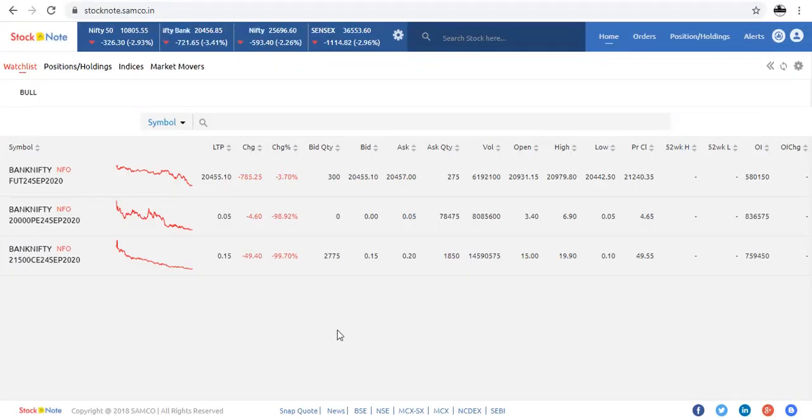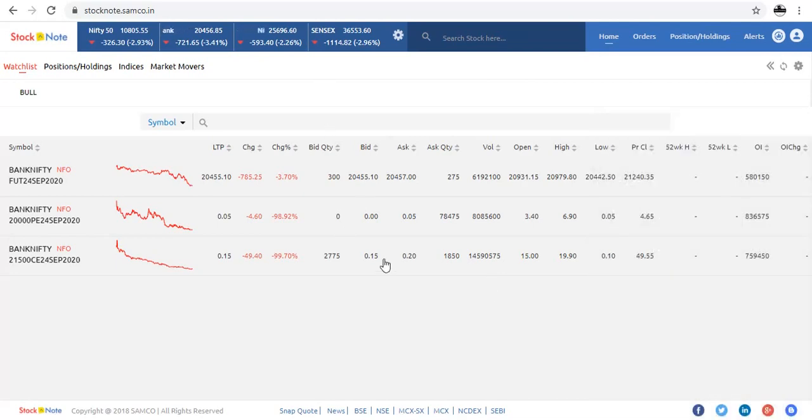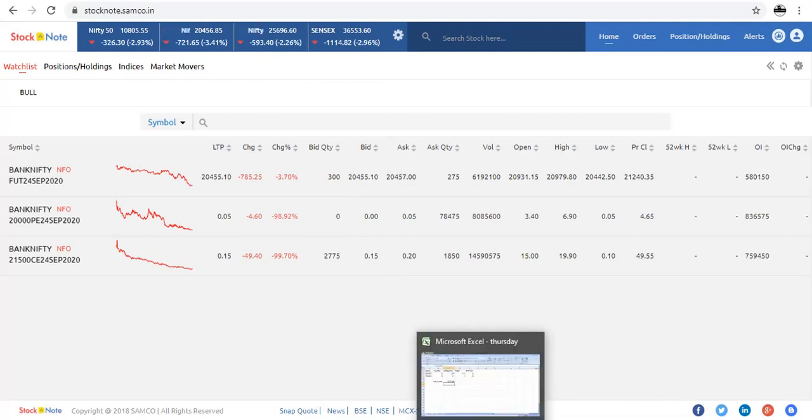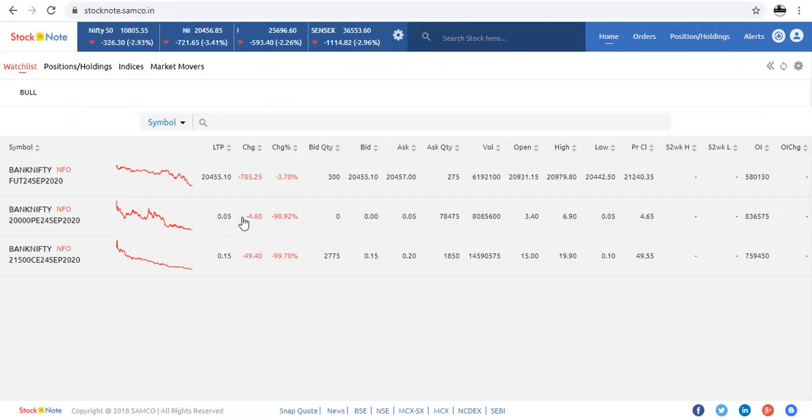So traders, welcome back. Let me show you the time. It's 5:39 p.m. Sorry for some delay, and also it's raining outside, so there is some kind of noise, so please avoid it. Now coming on to our today's trade. As you can see here from our Excel sheet, both our options were sold. Now the 20,000 put is at 0.05 paise, and the 21,500 call is at 15 paise. So this was our today's trade.